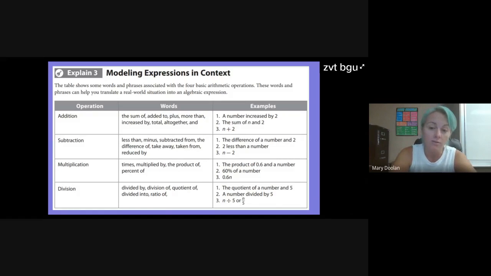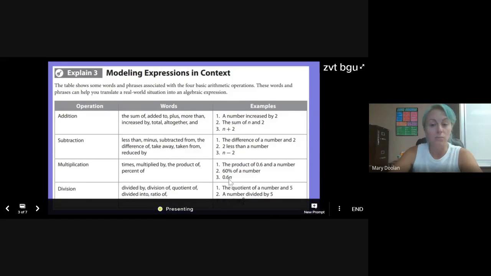The product of 6/10 and a number, 60% of a number. So 6/10 and 60%, those are the same numerical value. If you're working with a percentage, you can think of it as per 100. So 60% becomes 60 over 100, and that's the same as 60 hundredths or 6/10. And so also, of a number means to multiply by that number, the variable n.